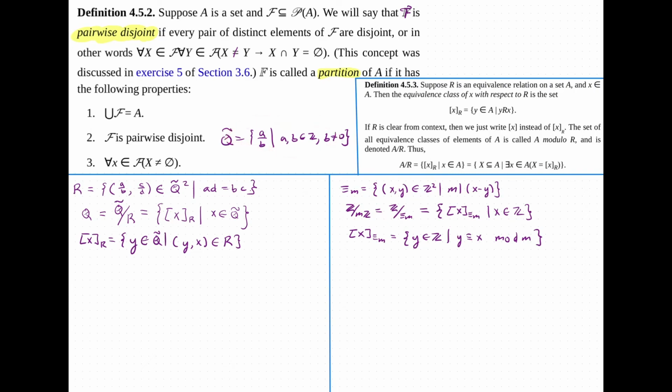So we defined our relation, we showed that it was an equivalence relation, and we looked at Q tilde mod R, which is how we define the rational numbers, and that's the set of equivalence classes of x, where x is in Q tilde. This notation, the equivalence class of x, by definition, consists of those elements y in Q tilde such that y comma x is in the relation. Is this a partition of A? Well, sorry, let me rephrase that. Is Q tilde mod R a partition of Q tilde?